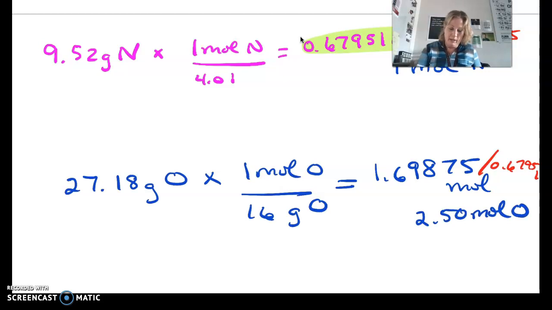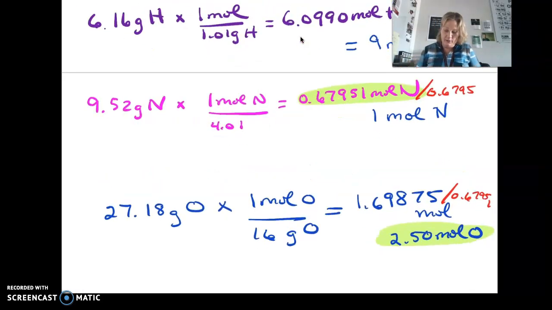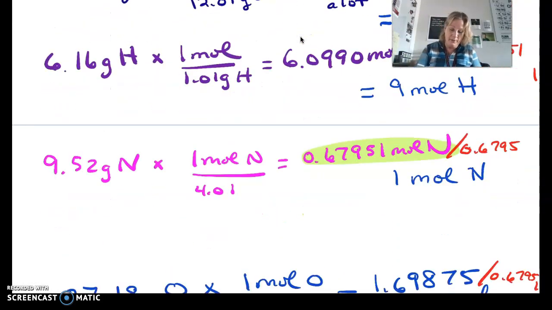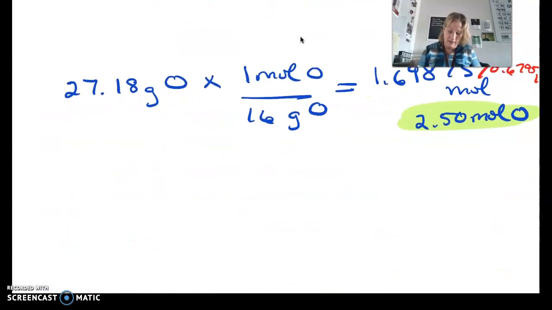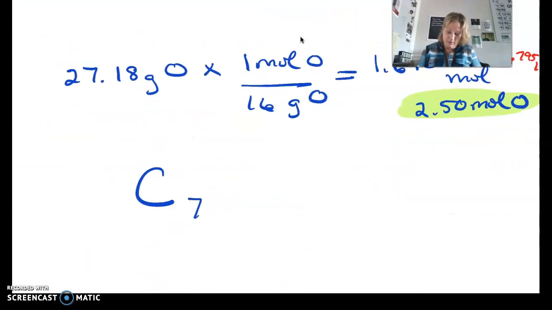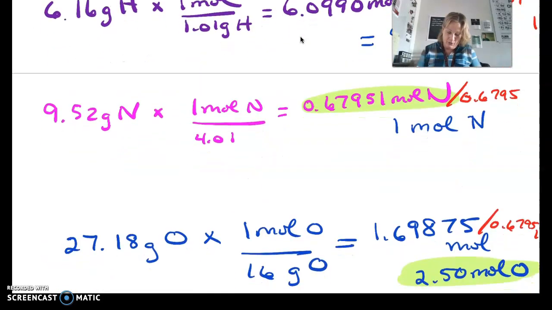The other ones are really close to a whole number, either a little bit under, like 1.99999 would be 2, or a little bit over, 3.0001 would be 3. But this one is not close enough for us to do that kind of rounding. So I'm going to rewrite this. I'm going to say C, you can see my 7, and then the next element is H9.